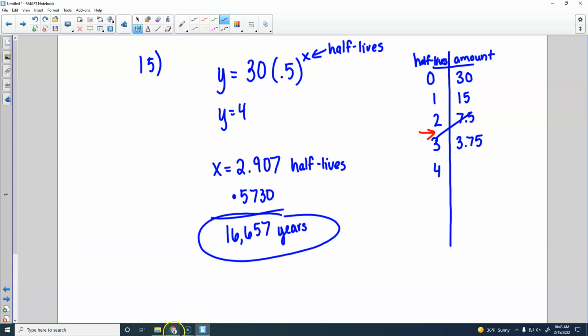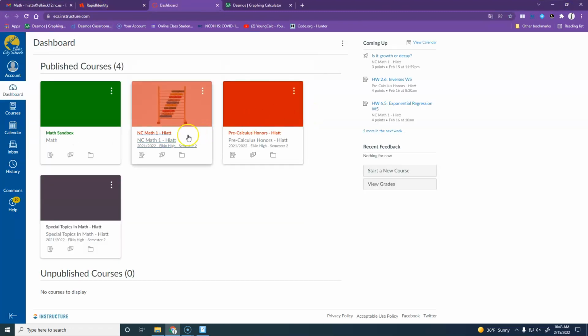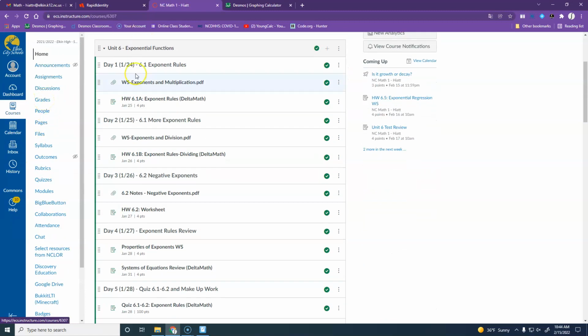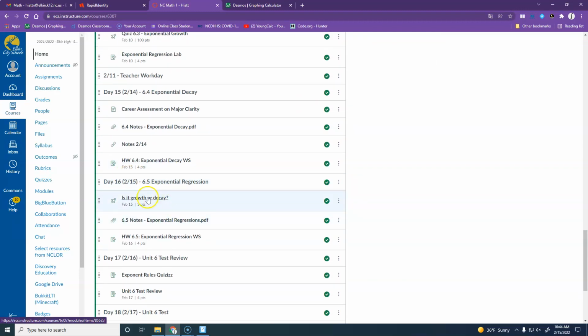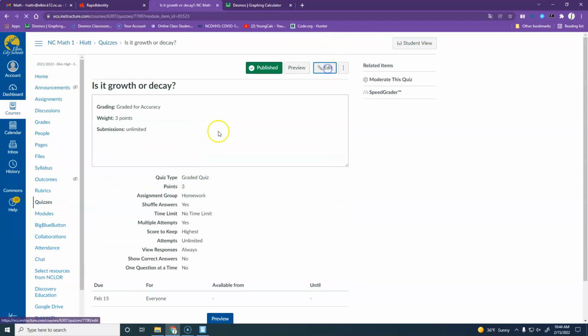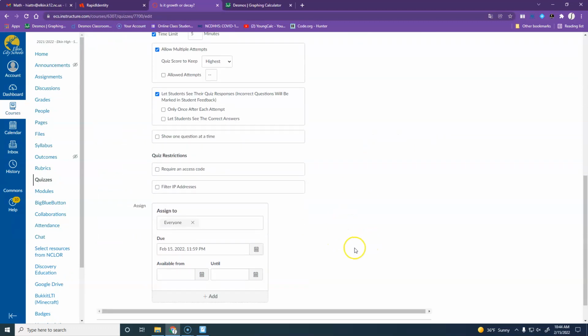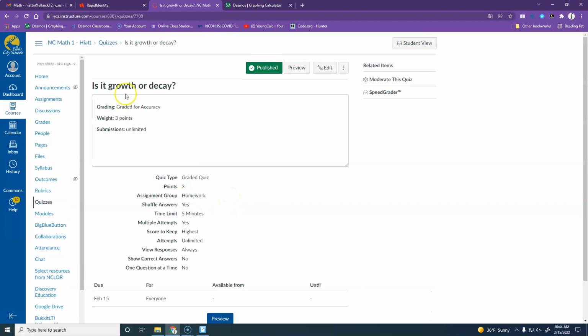Okay, so I have a quick check to see how we're doing on this on Canvas. So if you will go to Canvas for me, and go down here to February 15th, there is a quick little quiz right here that says, is it growth or decay? And I'm going to set it right now. I'm going to put a time limit of 5 minutes on this because it is just real quick for us to do this. So it should not have an access code.